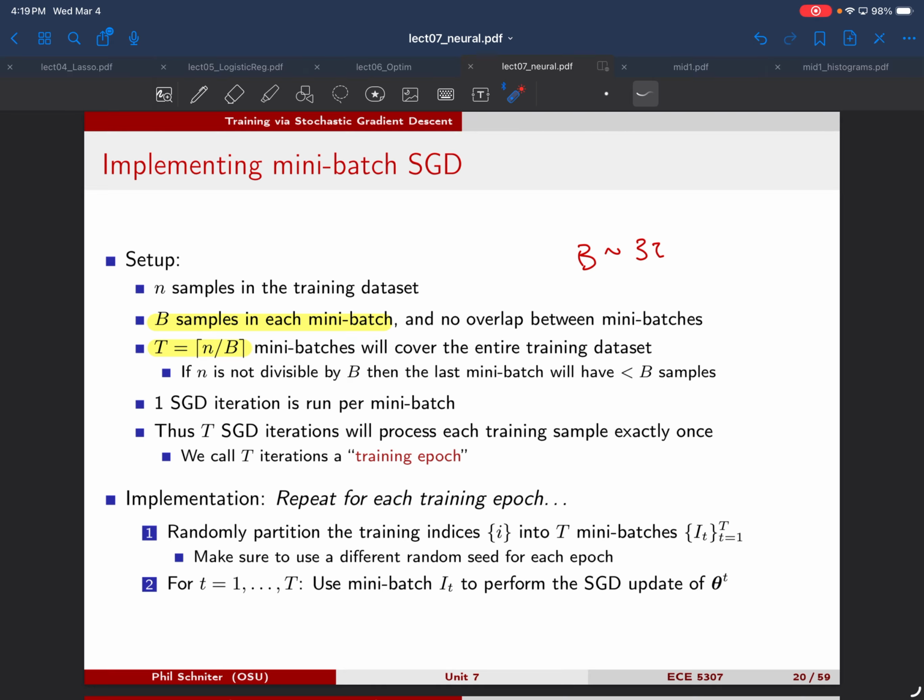So b samples in a mini batch, and T is the number of mini batches needed to cover the entire training data set. We're going to run one stochastic gradient descent iteration per mini batch. So if we draw samples out of our training set to make mini batches, it will take us T stochastic gradient descent iterations to process all of our training data. This is called a training epoch. It's how many iterations you need to make your way all the way through your training data.